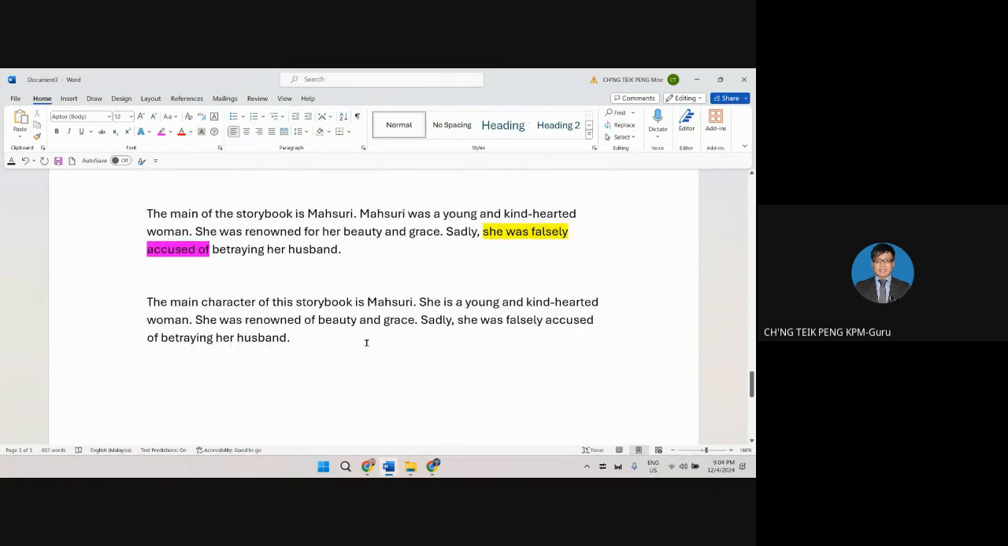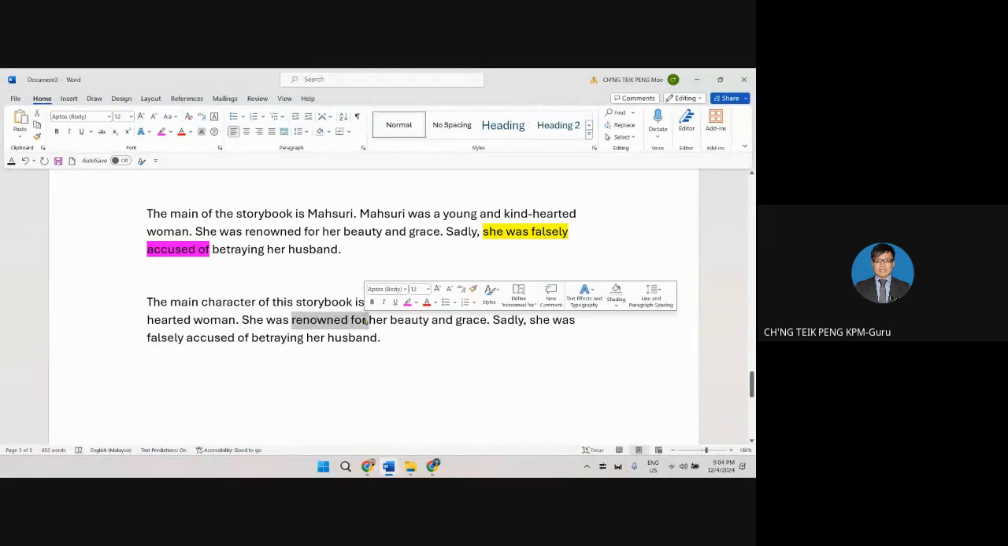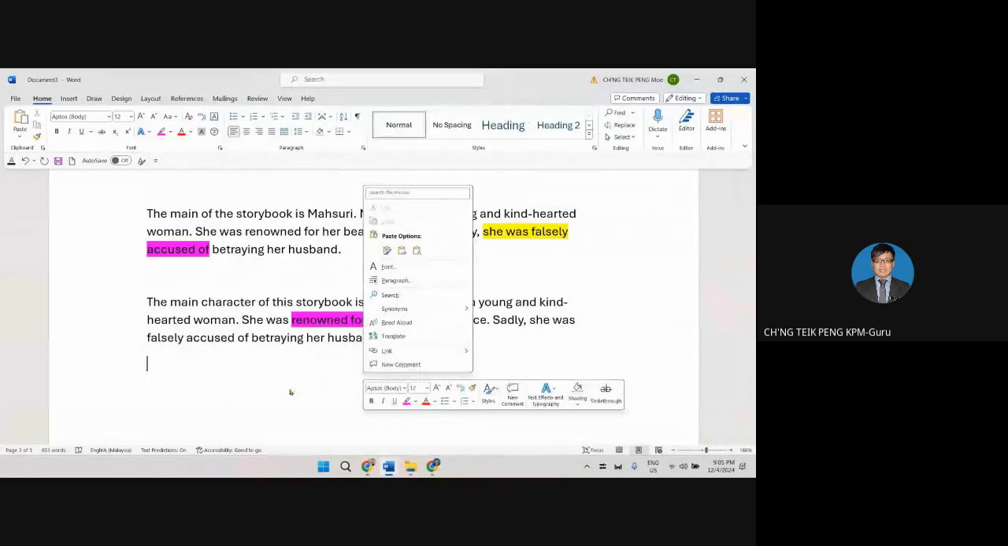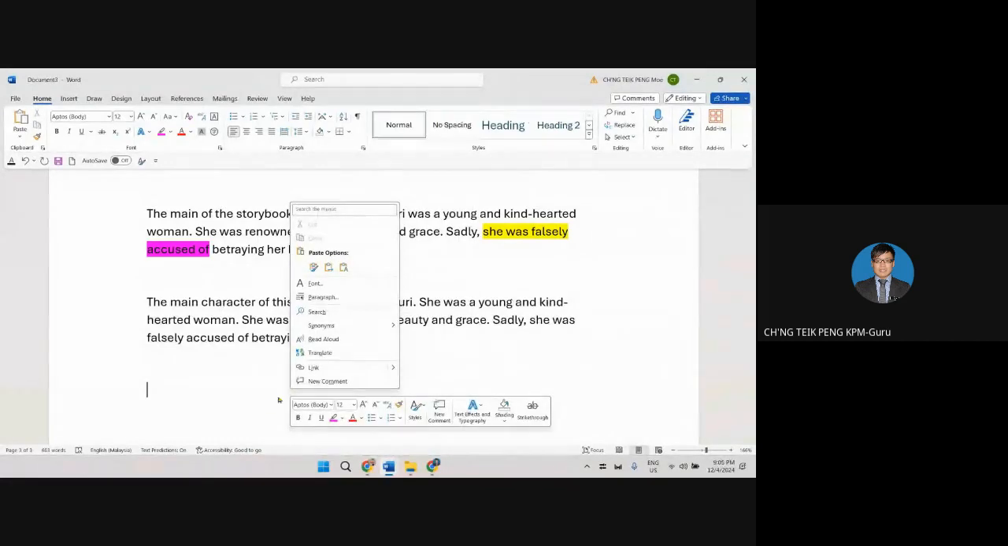And now this is Mingyue's answer. The main character of this book is Masuri, and then she was, okay? Mingyue, we have to use was because it's a story. She was renowned for her beauty and grace. Sadly, she was falsely accused of betraying her husband. So 明月这里 renowned for 明白为什么要用 for 吗？明白。明白啊，OK，我们就尽量在今天讨论完整篇去咯。Okay, now I'm reading 楚元 answer.